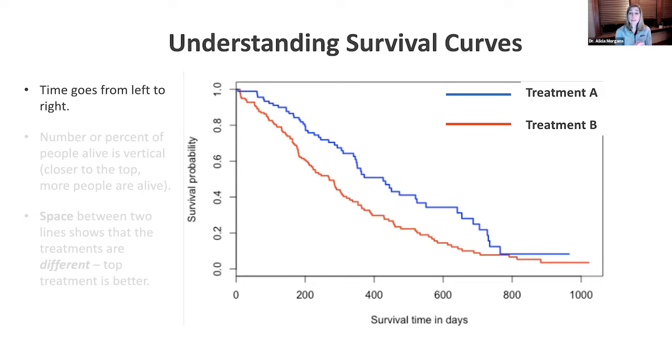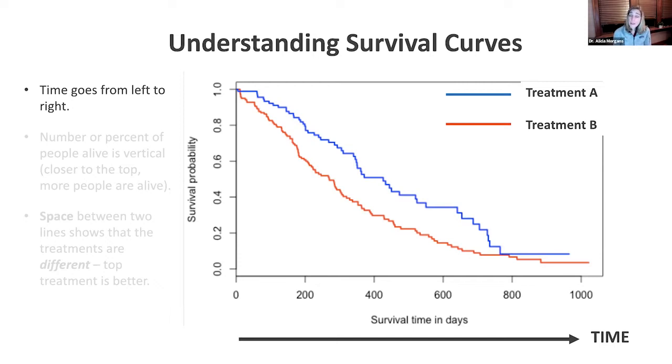So the first step is knowing there are two treatments. One is in blue in this diagram, it's labeled treatment A, and one is in red, treatment B. The second thing to know is that the time on this clinical trial is going to go from left to right, and it's represented on the bottom axis, that 0 to 1,000, that's in days. And you can see here, I made a little extra arrow here, time, going from the beginning of the trial on the left to the end of the trial on the right.